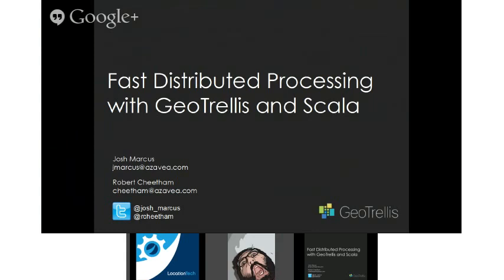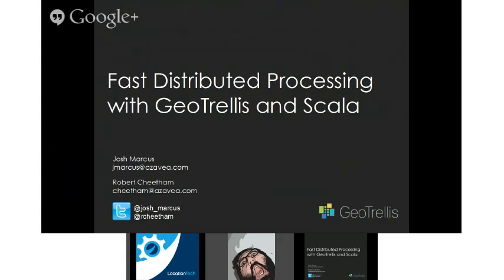Josh and I are really excited to have a chance to talk about GeoTrellis and Scala and how we're using this to do distributed geospatial data processing. So I'm going to do a real quick intro to the kinds of projects that we have that caused us to develop this in the first place. A little bit about Azavia, and then I'm going to hand it over to Josh to talk through some of the concepts underlying GeoTrellis in a little bit more technical detail.